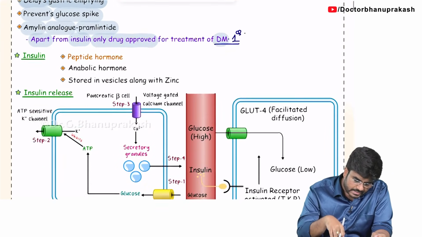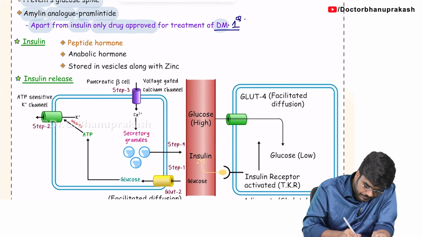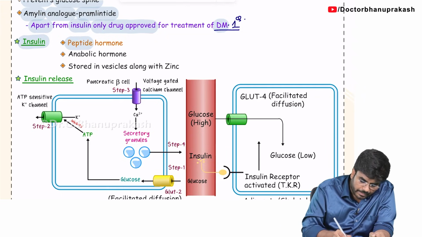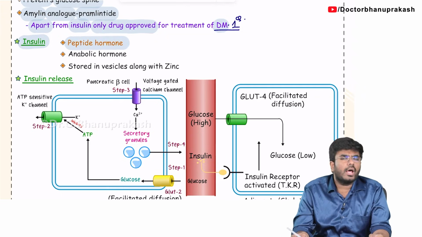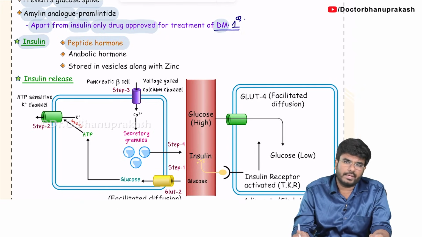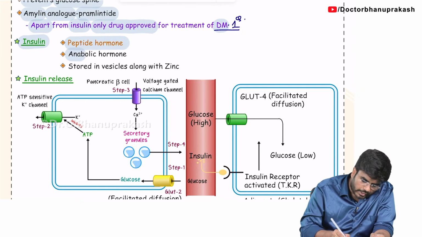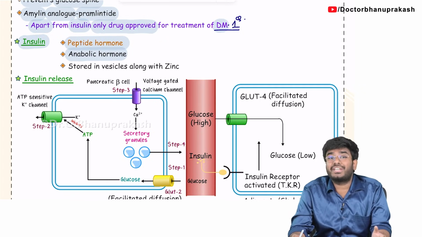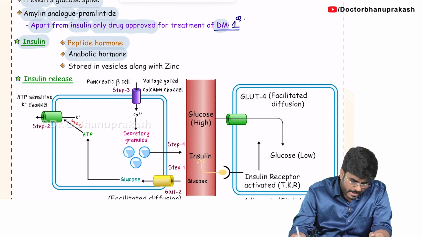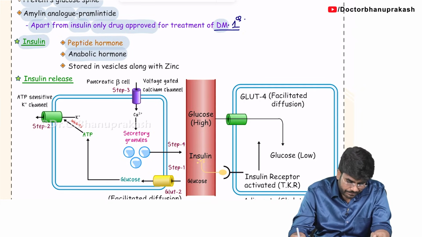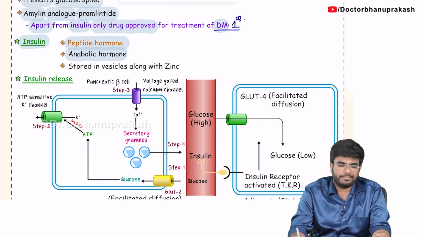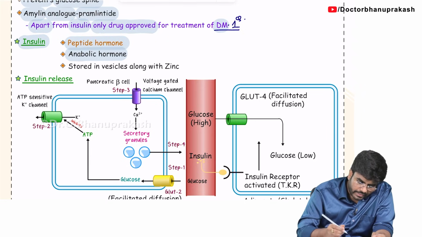Now after this, let's discuss insulin, guys. Insulin, first point: it's a peptide hormone. It's not an amino acid derived hormone, and it's not a steroid hormone. It's a peptide hormone made up of amino acids. It's an anabolic hormone, so it will favor protein synthesis and lipogenesis. We will discuss this. It's not catabolic, it's anabolic. It stimulates glycogen synthesis, no lysis.